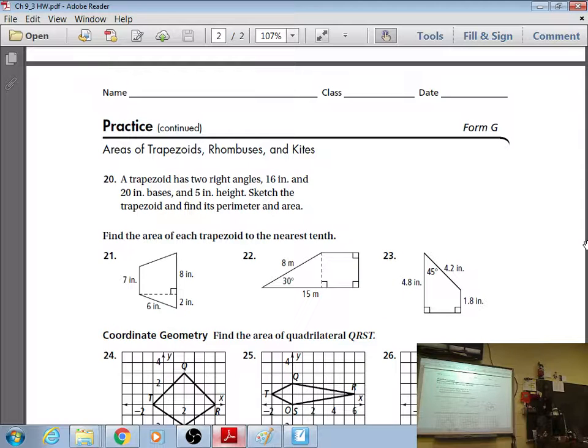So without even computing any work for that, we can find out the height just by relating the 45-45 special right triangle. Special right triangle has equal sides. If it's a 45-45, it has equal legs. The hypotenuse will never be equal.